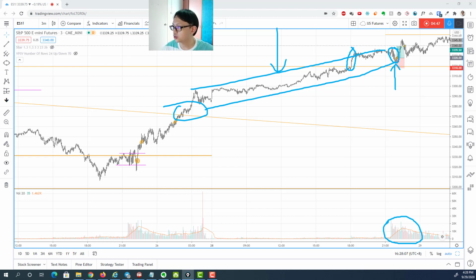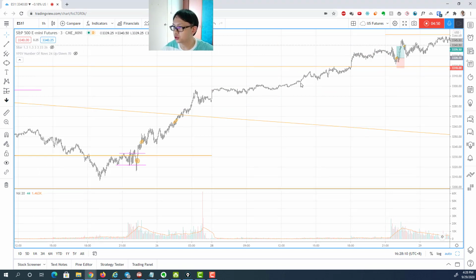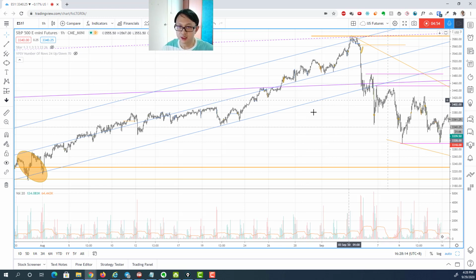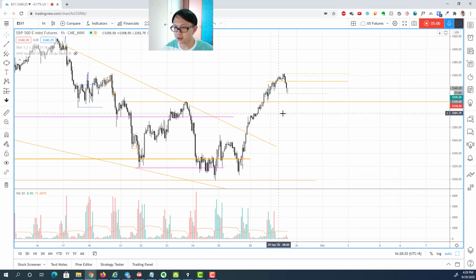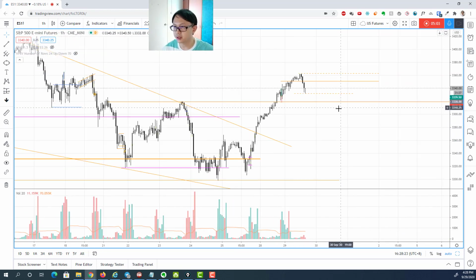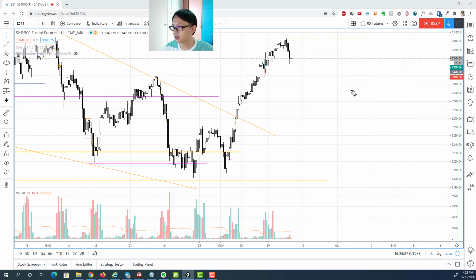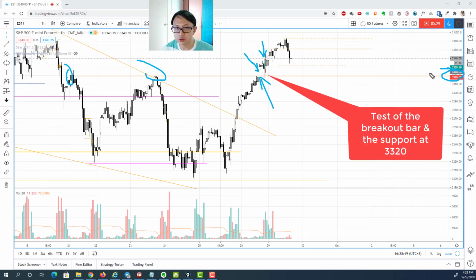So if we just go back to the hourly time frame, let me just show you what I am actually referring to. The 33.20 resistance level, in conjunction with this breakout bar, is very important. You can see that I have marked up this 3320 resistance level. It has one touch, second touch, and we have this breakout bar happen just prior to the US opening session. So this reaction during the first hour of the opening session actually is a test of this breakout bar and also the support level at 3320 as well.